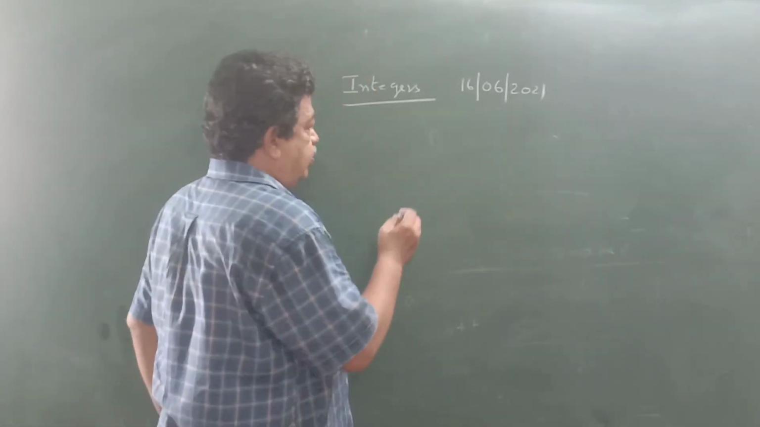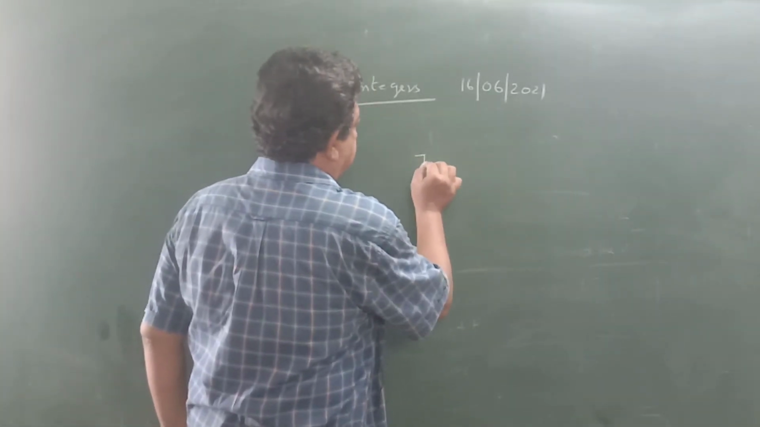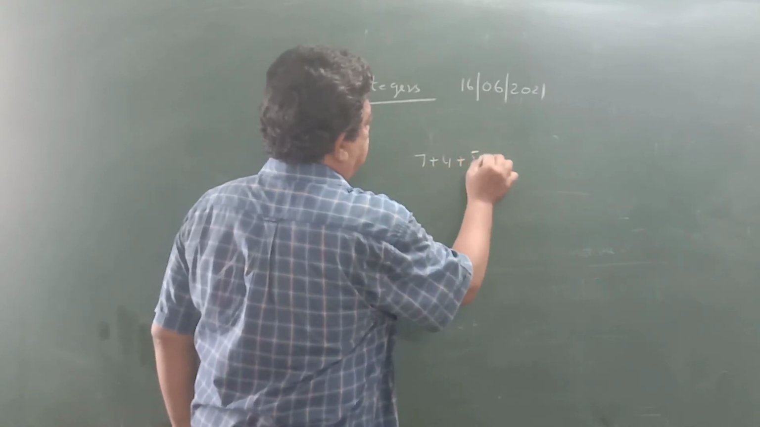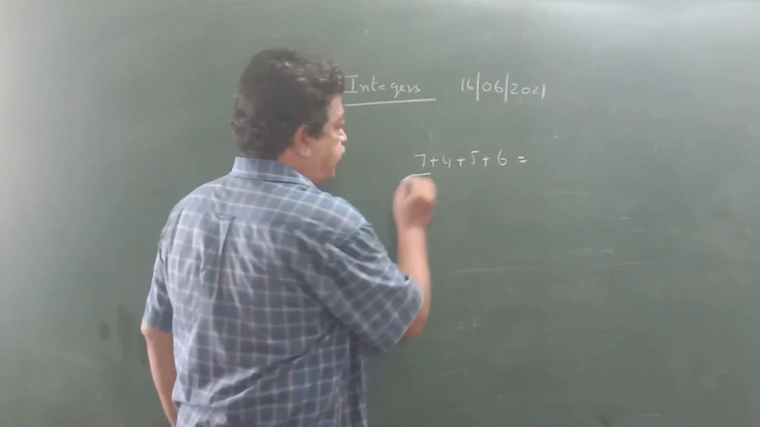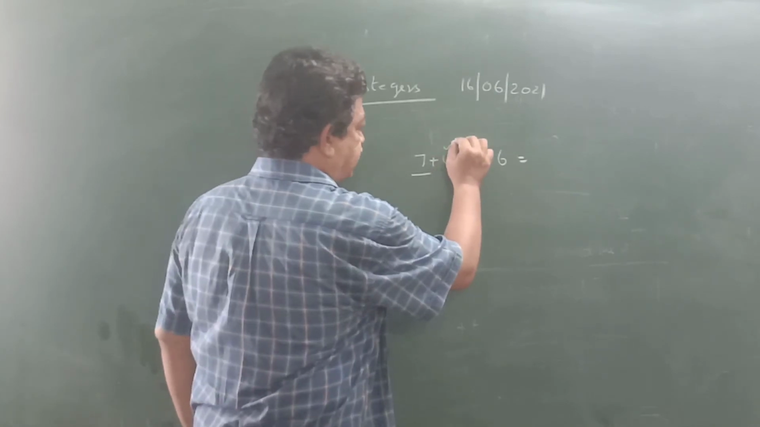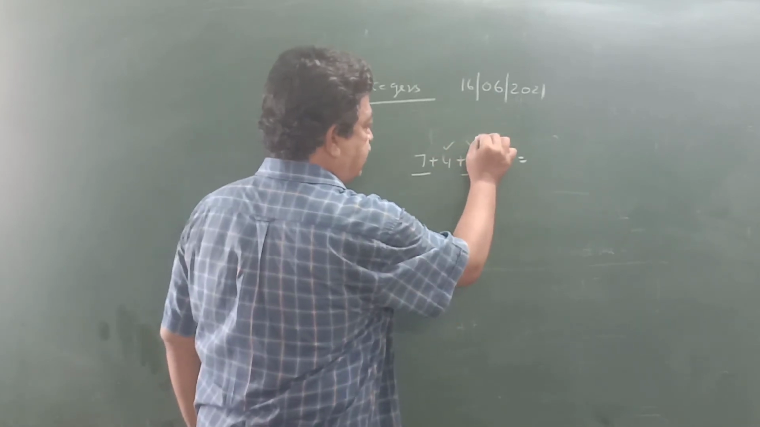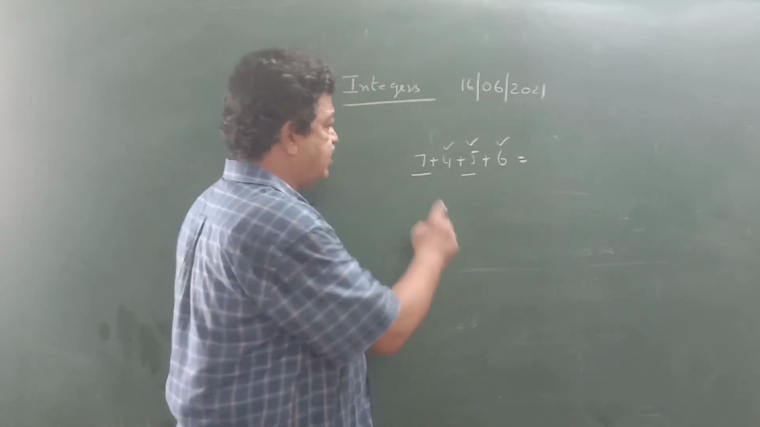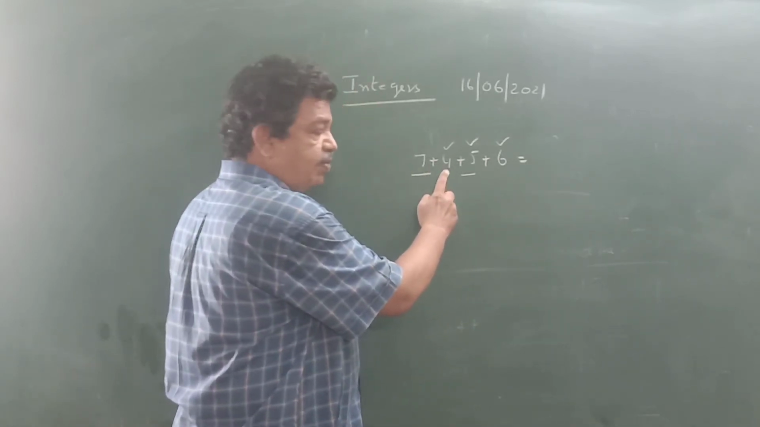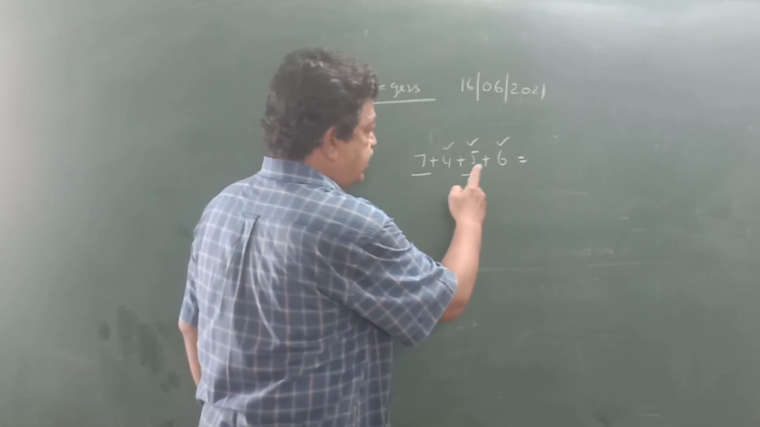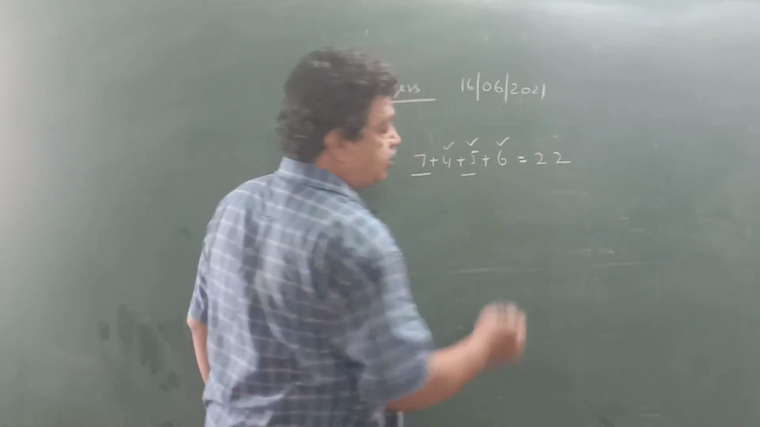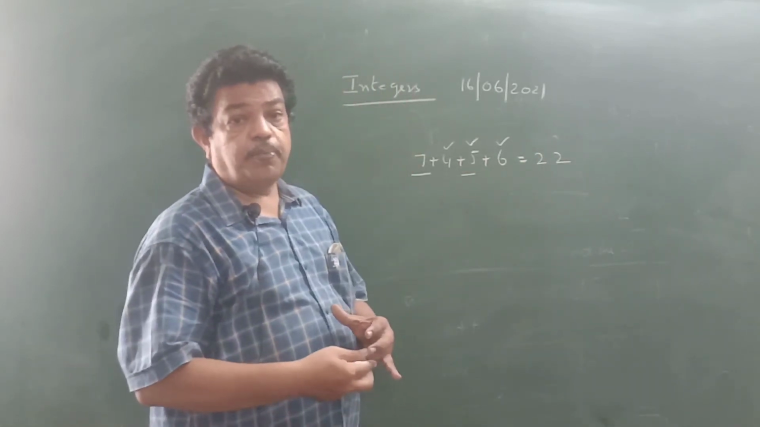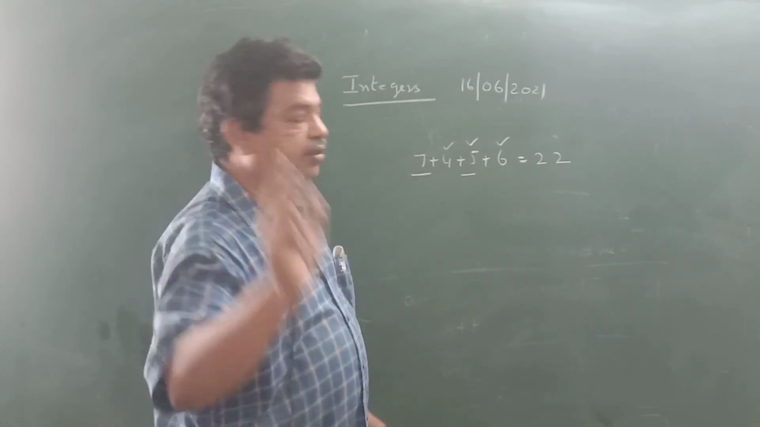Now, another point you have to observe. What is this? 7 plus 4 plus 5 plus 6. Is 7 a positive integer? Yes. Is 4 a positive integer? Yes. Is 5 a positive integer? Yes. Is 6 a positive integer? Yes. All these four integers are positive. What is their sum? 7 plus 4, 11. 11 plus 5, 16. 16 plus 6, it is equal to how much? 22. The sum of all positive integers is always positive.